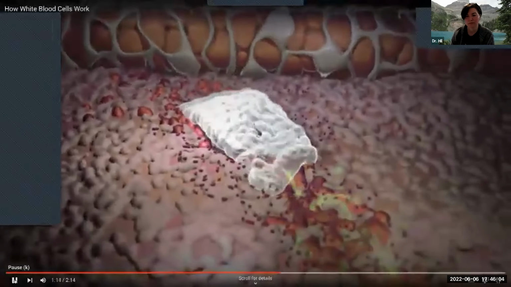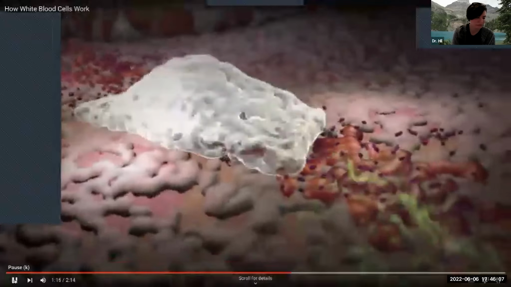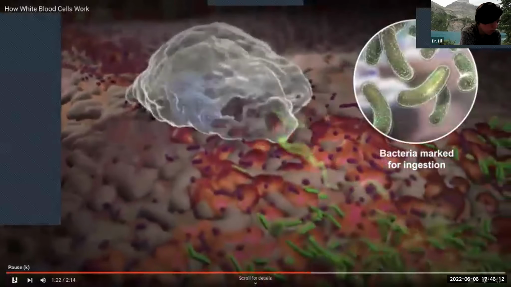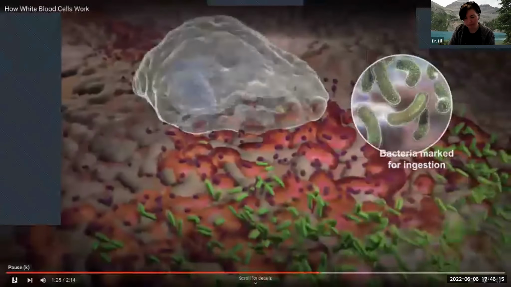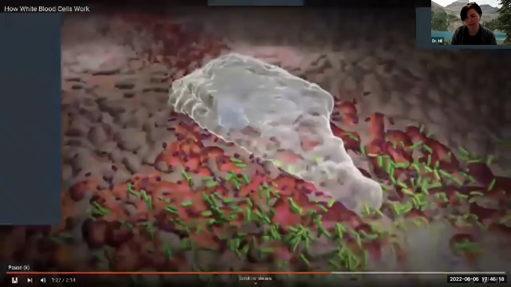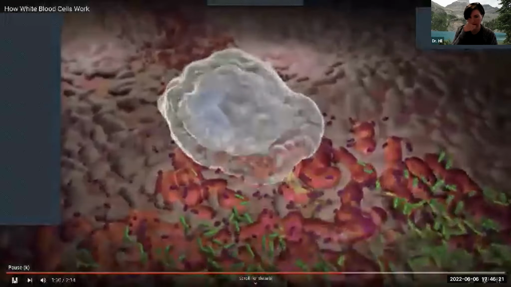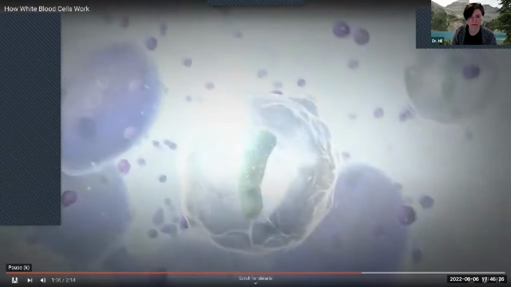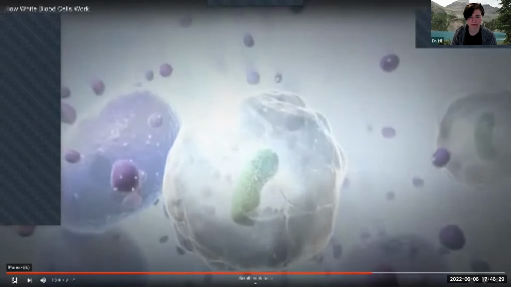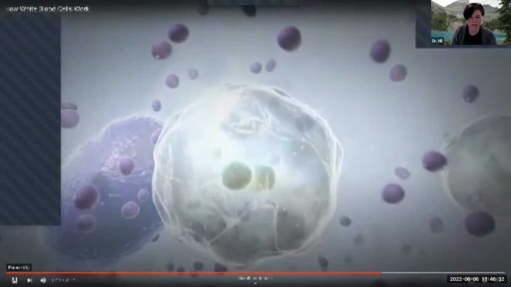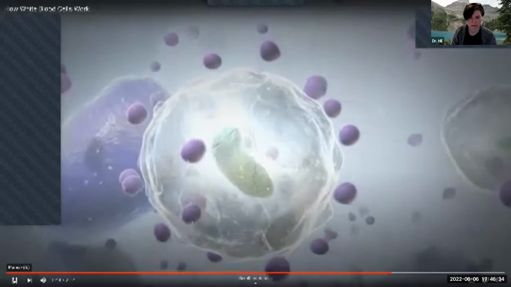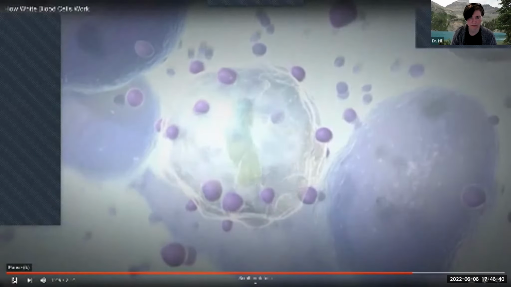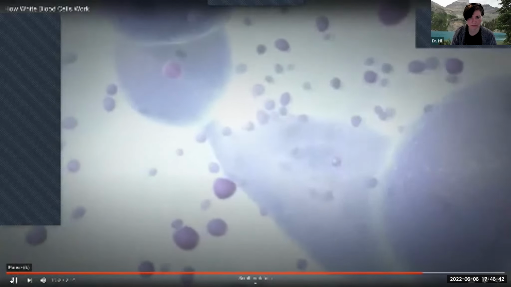At the site of infection, bacteria are coated with antibodies of the immune system and marked for ingestion. The neutrophil recognizes the marked bacterium, engulfs it into its body, and traps the bacterium in a sac called a phagosome. The neutrophil contains pouches called lysosomes, which are full of digestive enzymes and chemicals that can kill bacteria. The pouches, or lysosomes, then combine with the phagosomes containing the bacteria and release the enzymes and chemicals, resulting in the ultimate death of the bacterium inside the neutrophil.